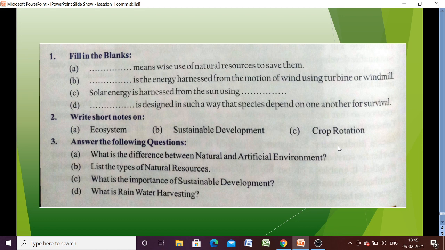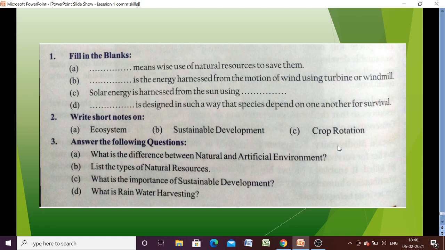So natural environment is healthy and it enables a diverse ecosystem. So in this way you can differentiate between natural and artificial environment. So environment can be classified as natural as well as artificial. Now next, list the types of natural resources.